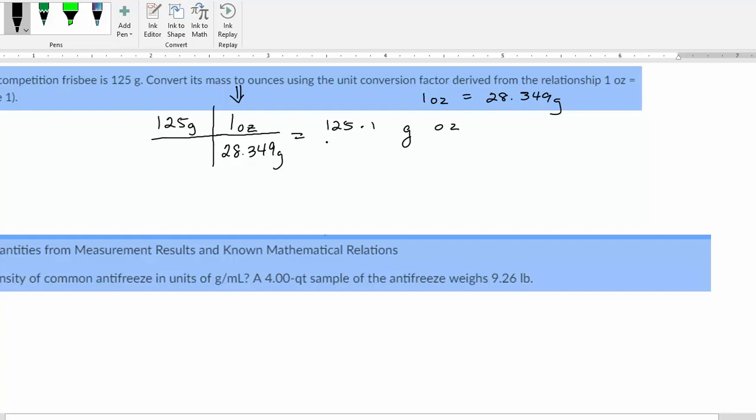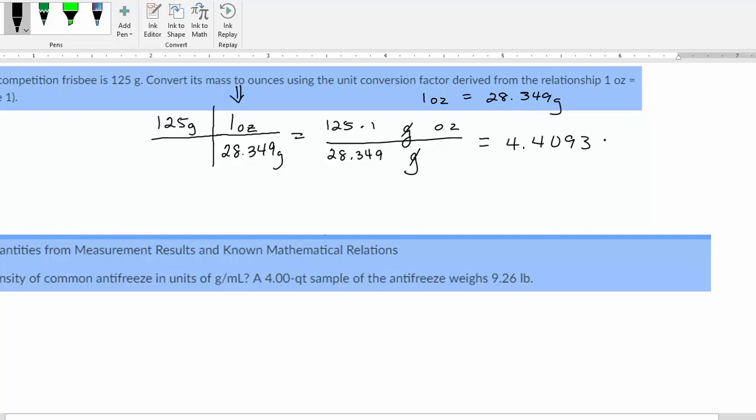The number value, I have 28.349. Then I have grams. So you see my grams are going to cancel out. I do this arithmetic, 125 times 1 divided by 28.349, and that is equal to, I get 4.4093, and it continues, ounces.